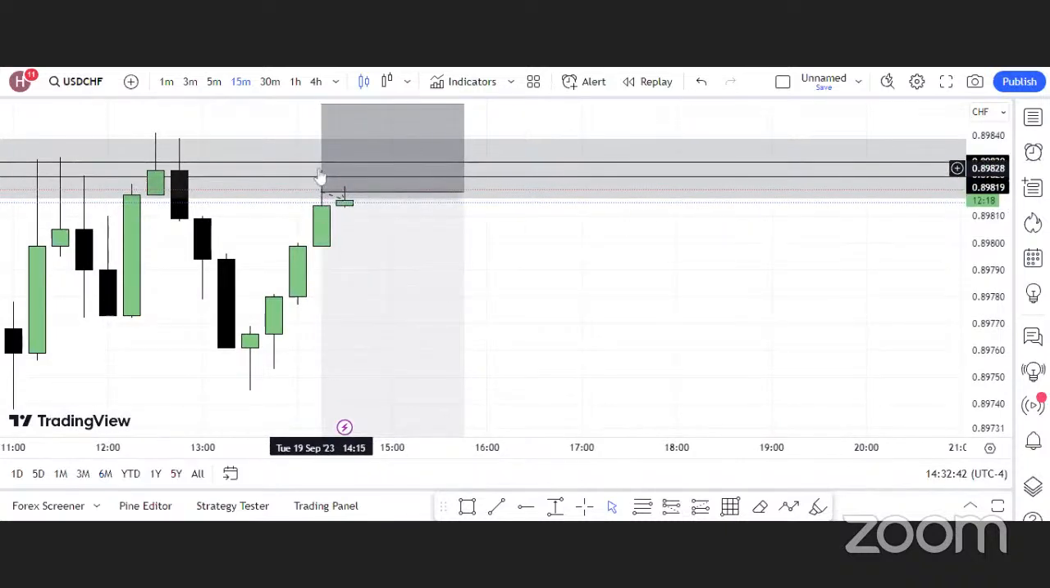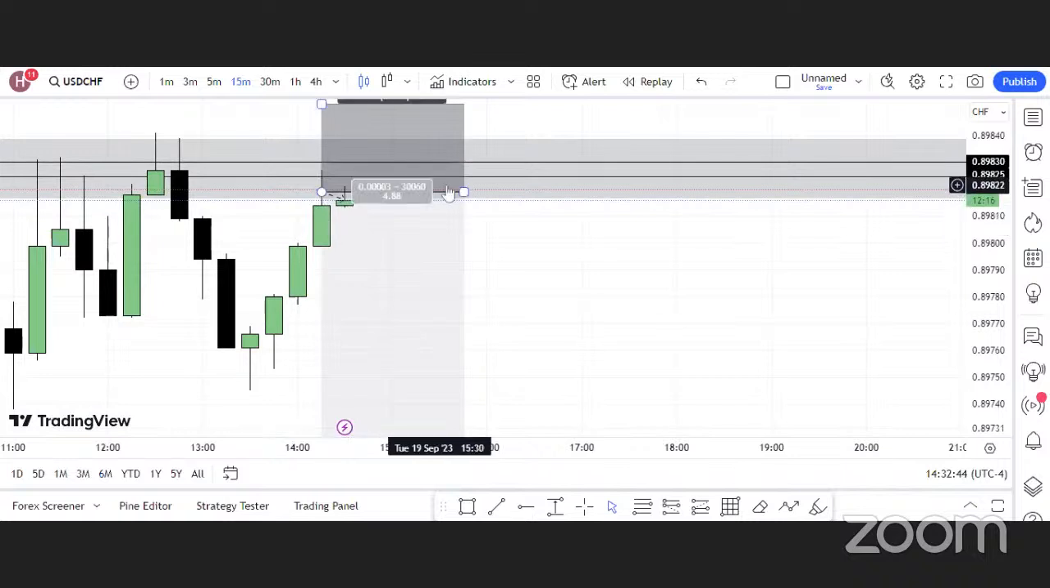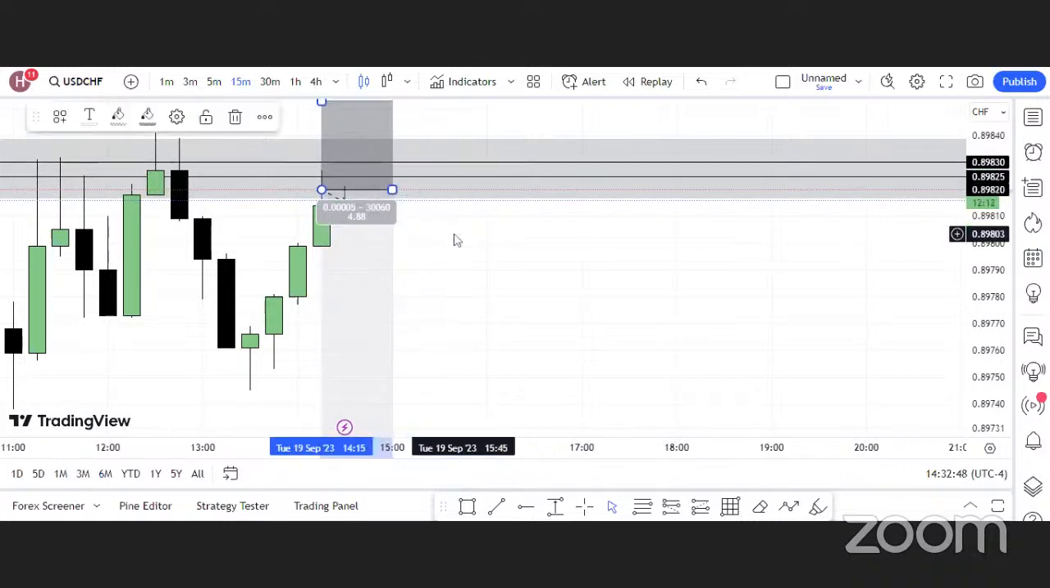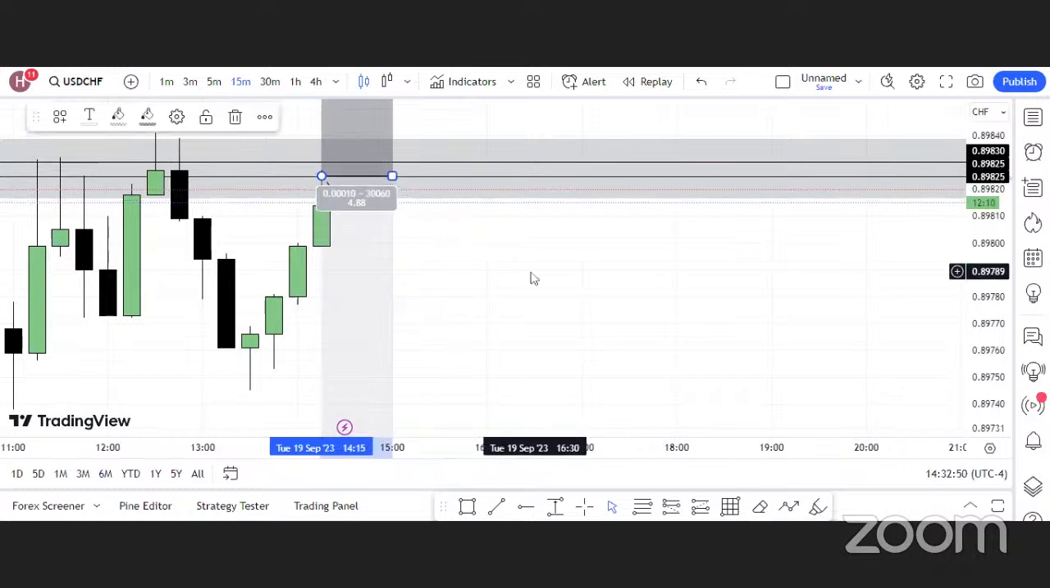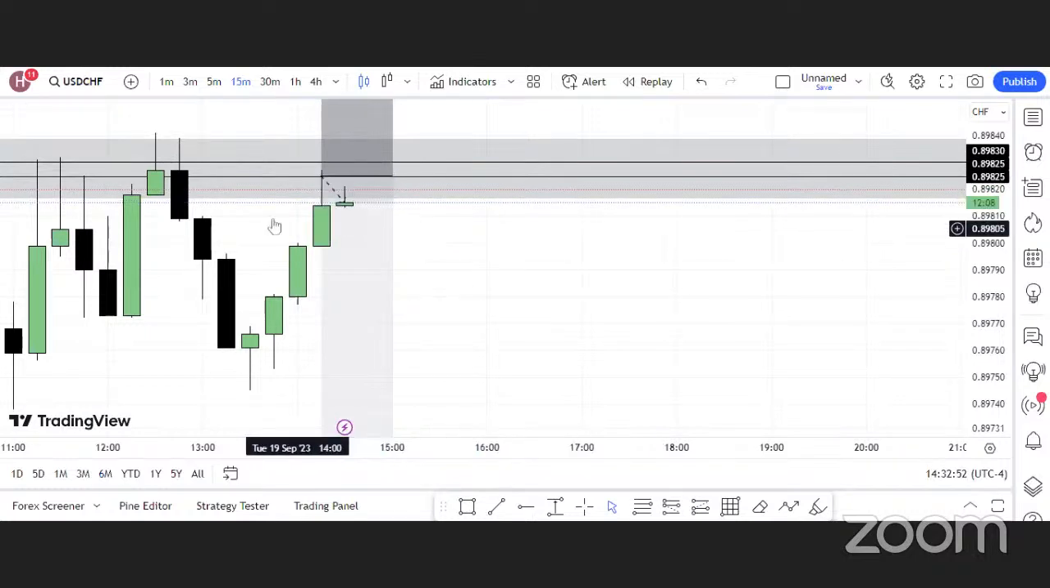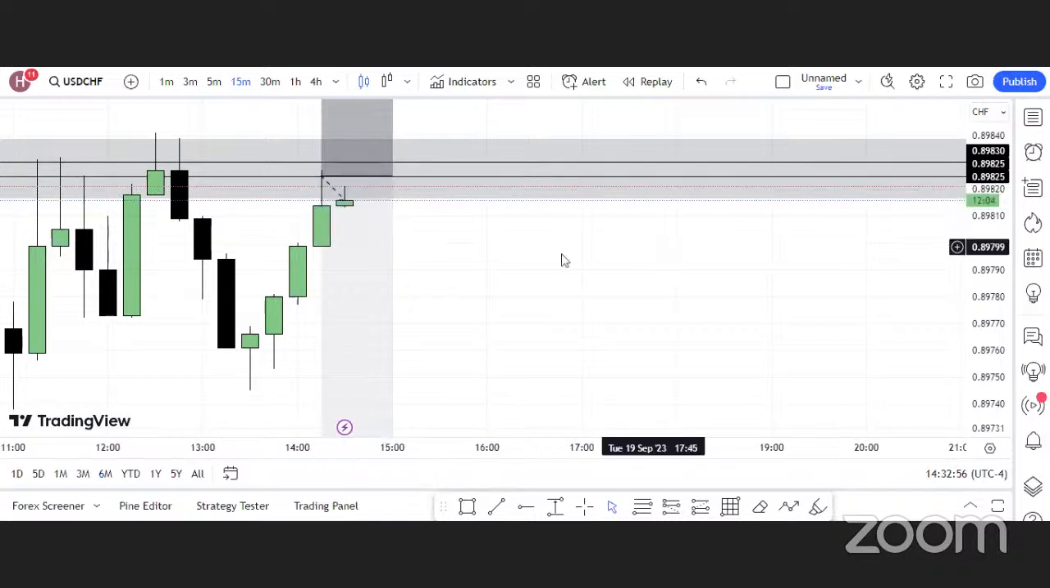We have this rejection here. So right now, the next thing I'm waiting for is this next candle, this current printing candle. I want to wait and see what is going to happen.